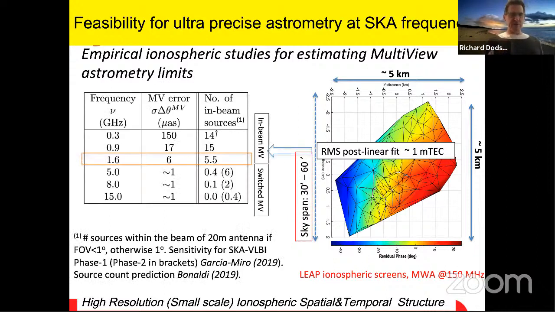So this is the kind of thing we'd be seeing for the frequencies on the left. We predict the number of in-beam sources based on TREX from Anna Baldini, and therefore we can calculate what the multi-view error would be. And for 1.6 gigahertz, for example, it will be 6 microarcseconds, and that's about the highest frequency you can do in-beam multi-view. For higher frequencies, you will be looking to do switched multi-view, so they're no longer simultaneous. Estimates get a bit difficult, but we're going to pick a number out of the air and say 1 microarcsecond residual error.